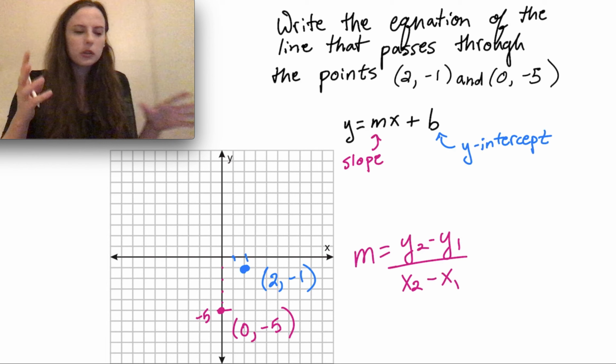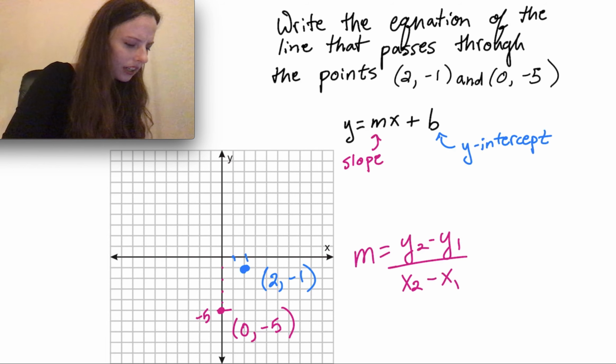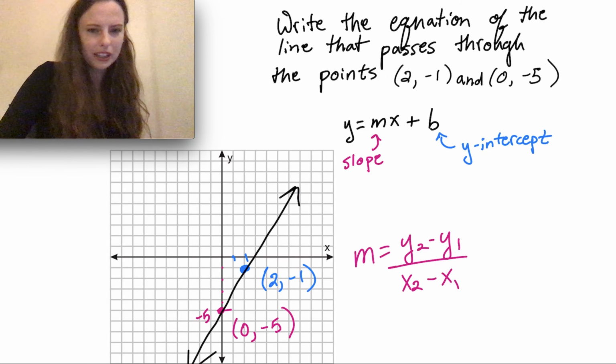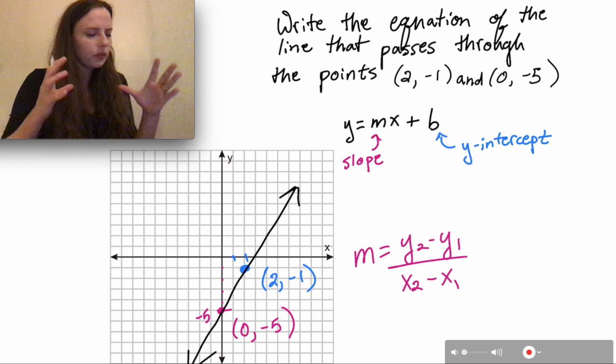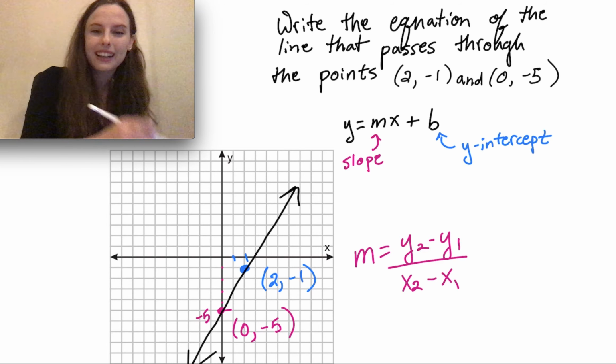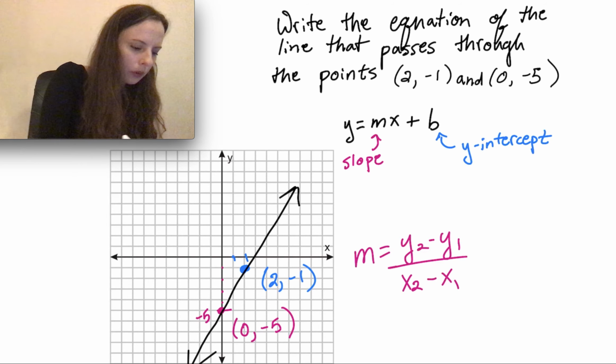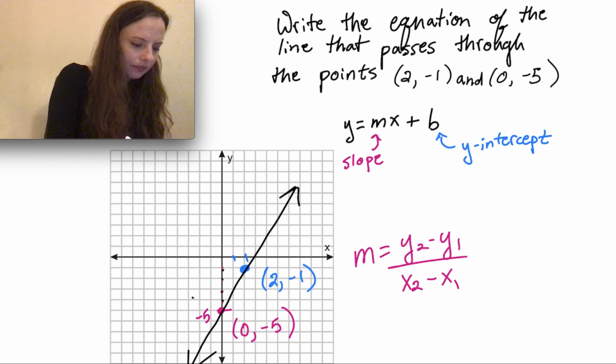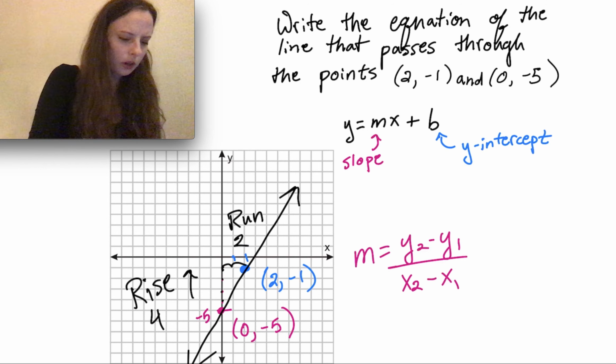Now, if these 2 points are on the line, then we can draw that line going through them, and that's the line that we're talking about. So now that we've got these 2 points plotted, we can just count the slope by counting the squares like we did before. We have a rise of 4, and a run of 2. We have a positive slope here.